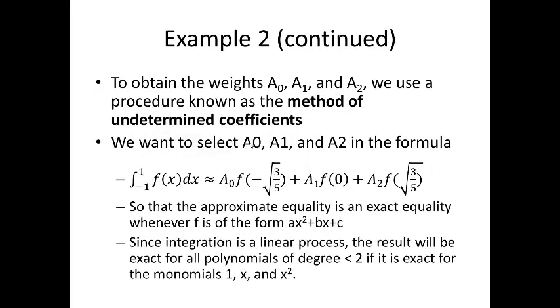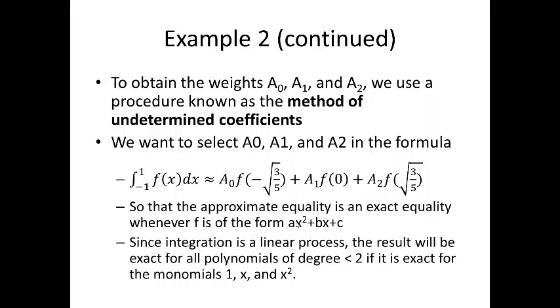To determine these weights, we use the procedure known as the method of undetermined coefficients. We want to select A0, A1, and A2 in this formula so that the approximate equality is an exact equality whenever f is of the form ax squared plus bx plus c. Since integration is a linear process, the result will be exact for all polynomials of degree less than or equal to 2 if it's exact for the monomials 1, x, and x squared.